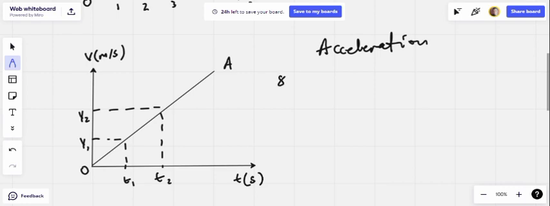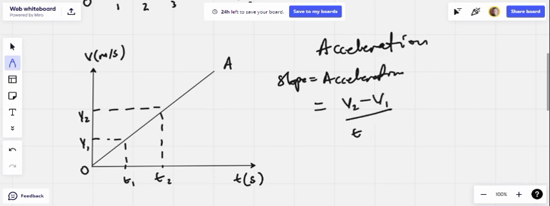And you know that the slope of this graph, which represents acceleration, will be equal to V2 minus V1 over T2 minus T1. And assuming our T1 was 1 and our T2 was 3, and then our V1 was 2, while our V2 was 5.